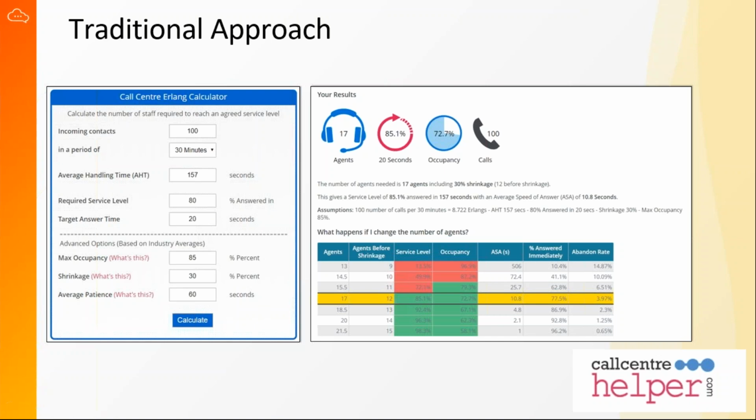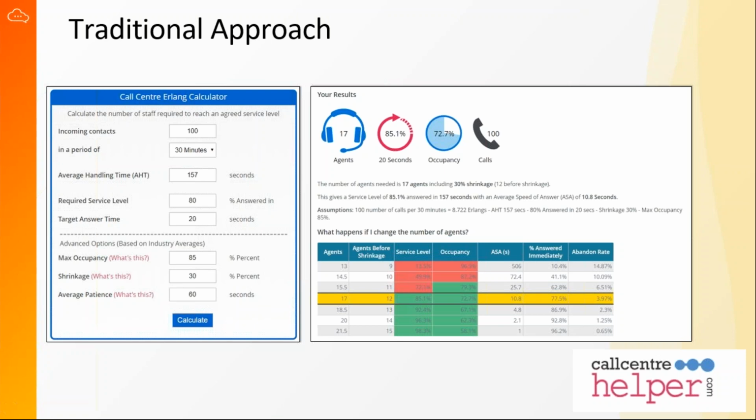So we've got some further things that we can fine-tune, so we can have maximum occupancy. Agents may be on the phones, but they can't all be taking calls 100% of the time. So the maximum occupancy allows agents to do after-call work and various other things as well. You can set that, and it's generally considered unrealistic to expect more than a 90% occupancy rate.